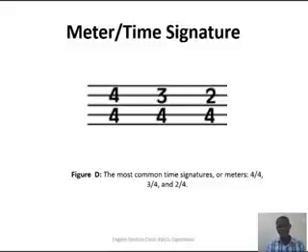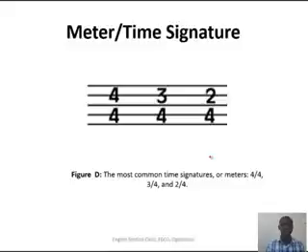This is very important. I said earlier on that you cannot say a quarter note has a beat value of 1 while a whole note has a beat value of 4. You cannot really say that. What determines their beat value is the time signature or the meter.